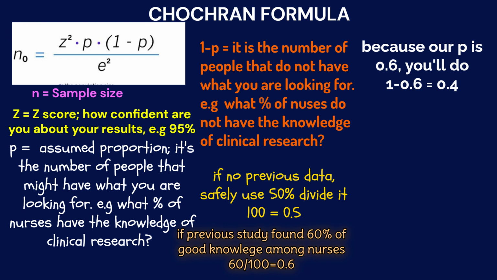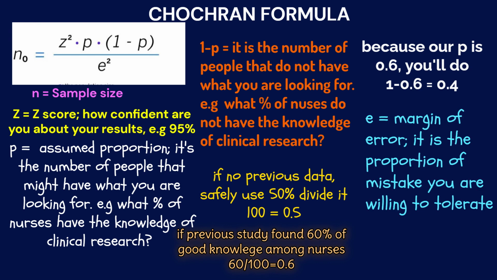So the next thing we want to talk about is the E. Your E stands for margin of error. It's just like saying, okay, how much error or mistake am I willing to tolerate in this research? So if you're willing to tolerate 5% error, you're just going to divide 5 by 100 and you get 0.05, which you are going to use. And then if you feel like you want to give room for more mistakes, let's say 10%, you're going to divide 10 by 100 and you get 0.1. That's just your sample size variable.